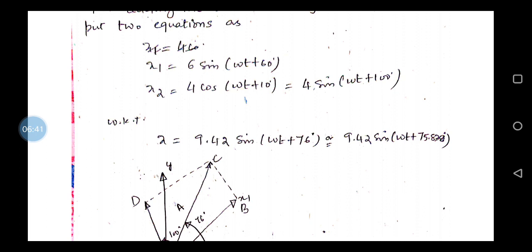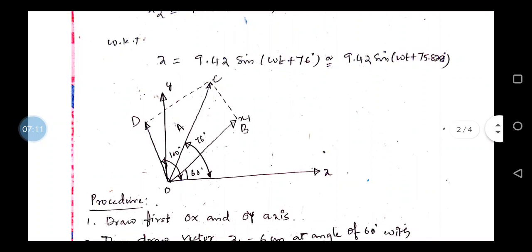As x1 is in terms of sine and x2 is in terms of cos, we need to convert both equations either in terms of sine or in terms of cos. So I will convert x2, which is in terms of cos, into sine by adding 90 degrees to omega t plus 10 degrees. Then it is converted into sine. So it becomes 4 sine of omega t plus 100 degrees.